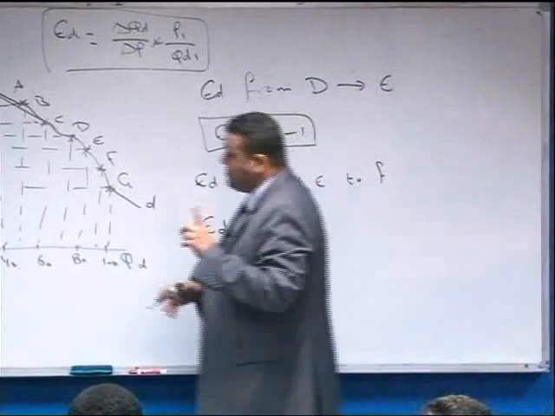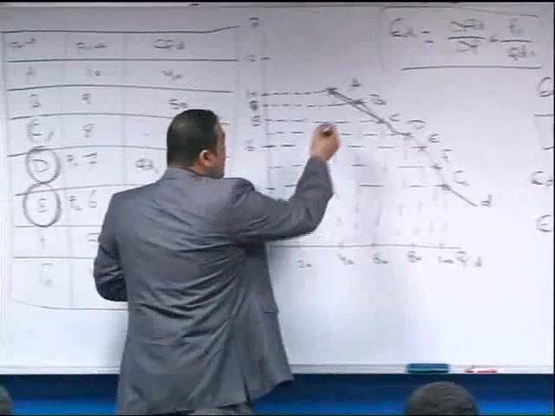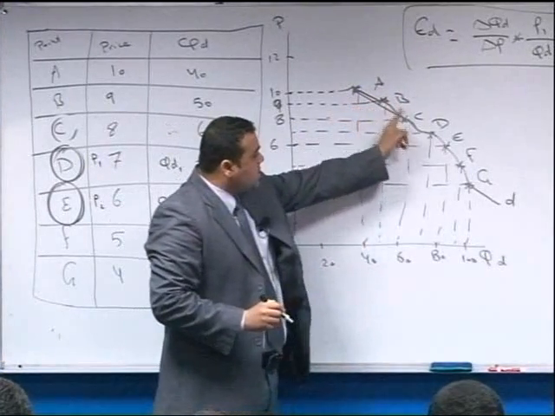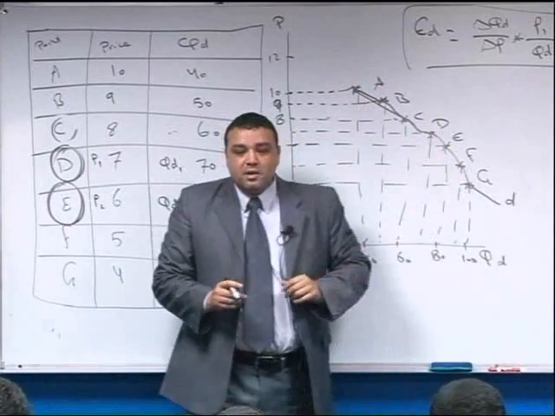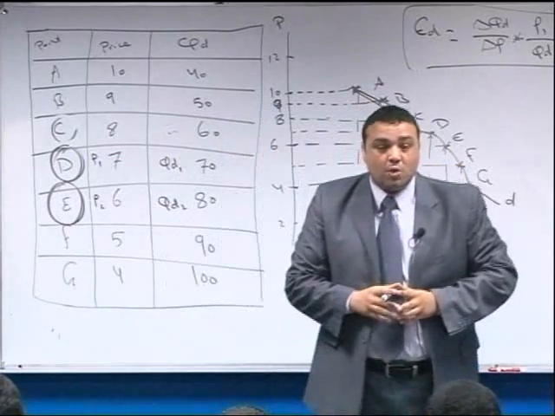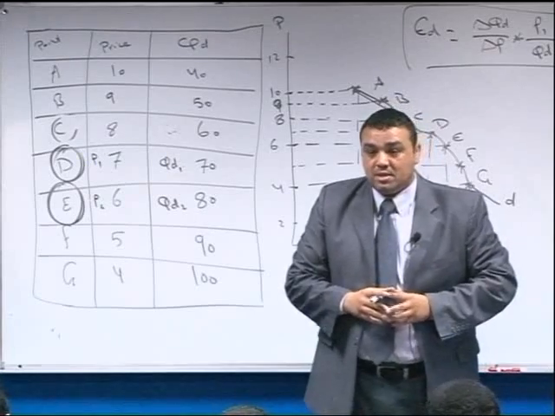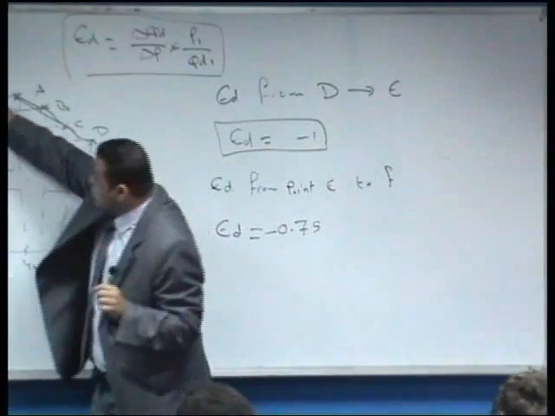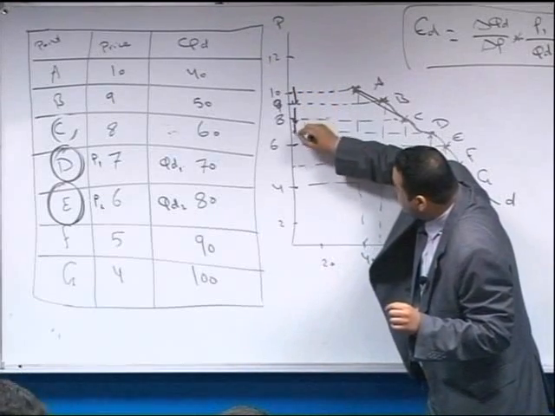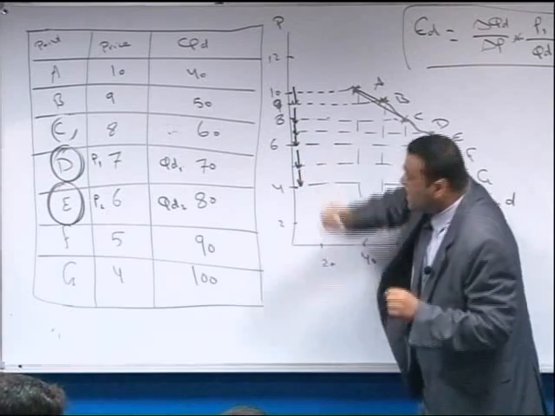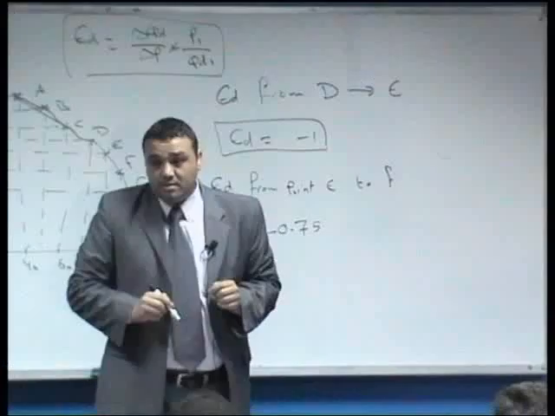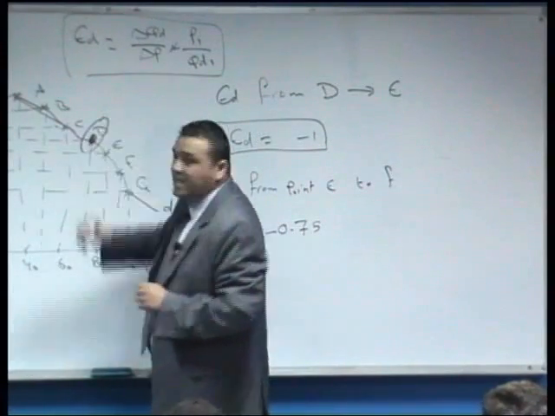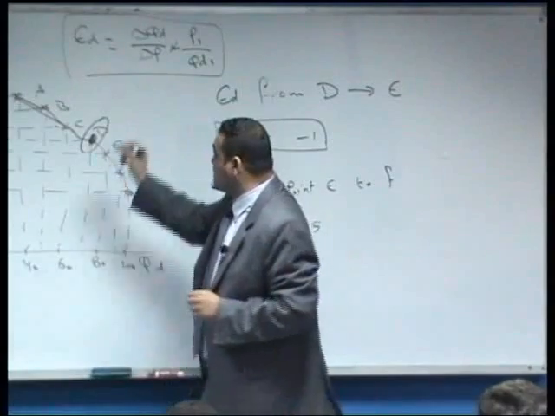As you see, in a movement from A to B, then B to C, C to D, and E to F, the price elasticity of demand would decline. So the general theory is when the price declines, the demand would be less elastic, right? At point D, the demand is unitary elastic, equal to minus 1.